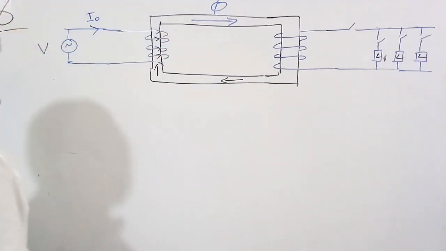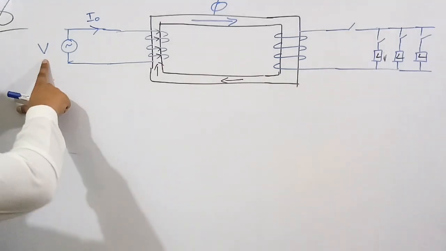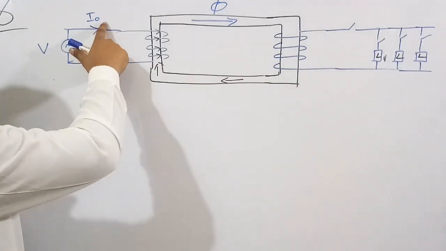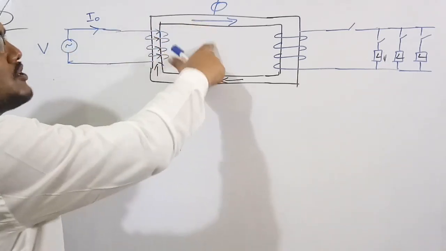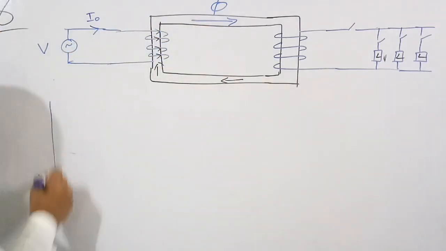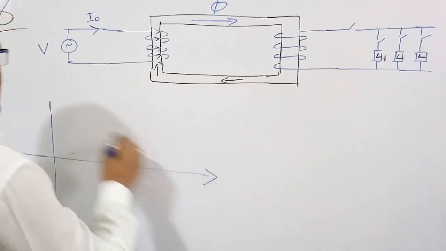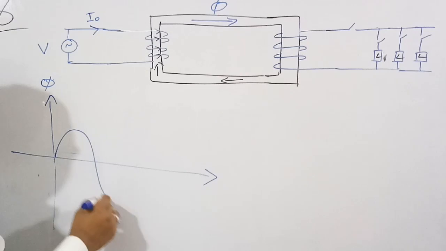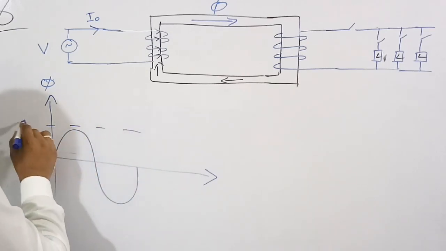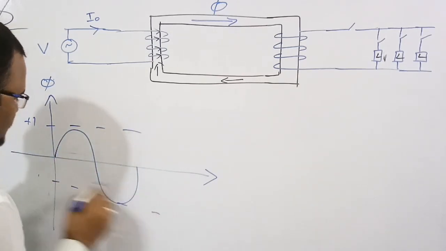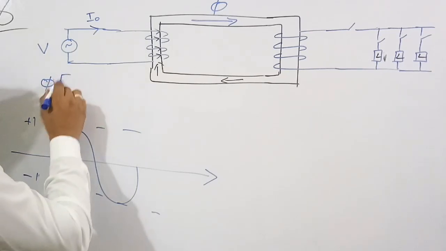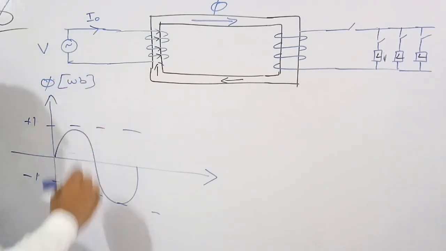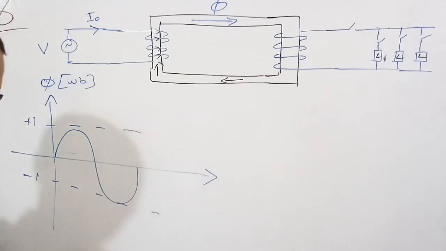Now let me assume that at this no load condition the flux in the core is sinusoidal, because the voltage is sinusoidal, so the current is also sinusoidal, and so the flux in the core is also sinusoidal. Let me draw the diagram. Here this is +1 and this is -1. The unit of flux is Weber. This is at no load condition, NL meaning no load.